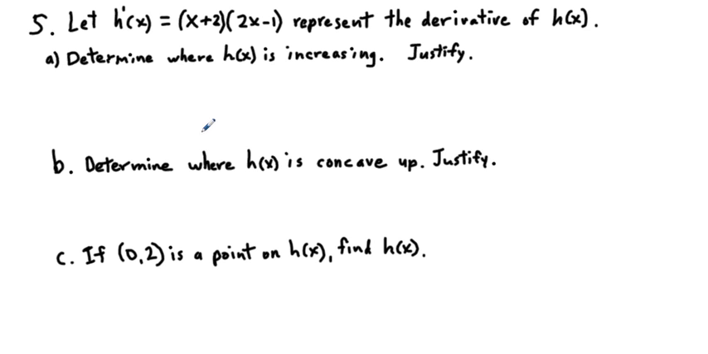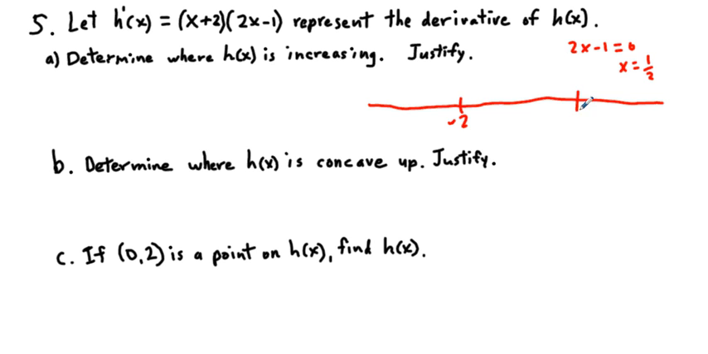Number 5, let h prime of x equals quantity x plus 2 times quantity 2x minus 1 represent the derivative of h of x. Determine where h of x is increasing, justify. Well, to do that, we can go ahead and create a number line. What are the critical numbers? Well, x equals negative 2. You see that as a critical number? You should. And then if we solve 2x minus 1 equals 0, we're going to have x equals 1/2. So 1/2 is another critical number.